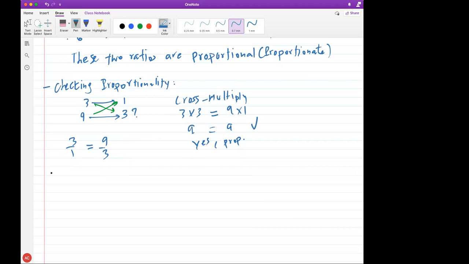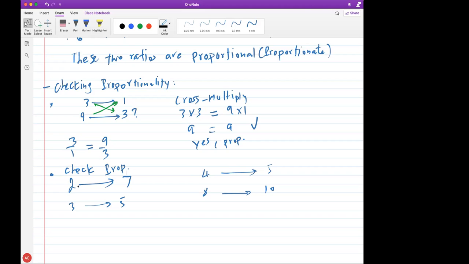Here's another example. Let's say, a couple of examples actually, 2 to 7 and 3 to 5. And also maybe 4 to 5. Okay, check proportionality, just like these problems. So we have these two ratios here. We don't know yet if they're related. We don't know yet if they're proportional. What should we do to find out?